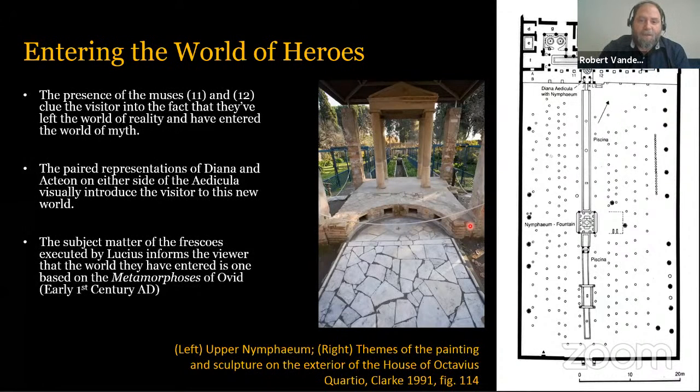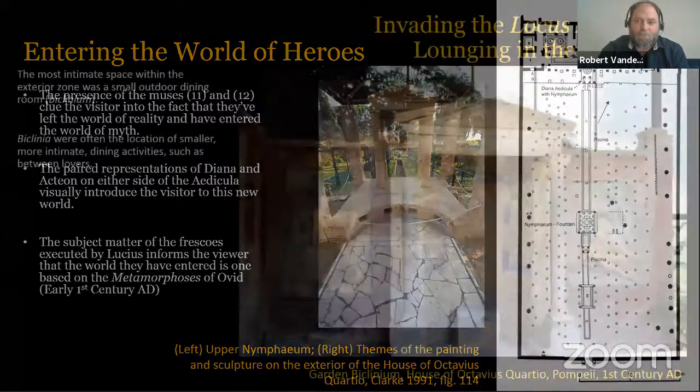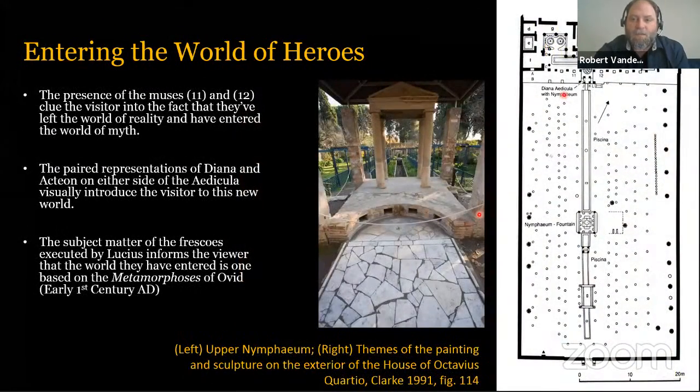The presence of a pair of muses here at positions 11 and 12 clued the visitor into the fact that they had left reality and had entered the artificial world of mythology and poetry. This assumption was confirmed visually with images of Diana and Actaeon, which flanked the nymphaeum and conflated the transgressive experience of Actaeon with their own.